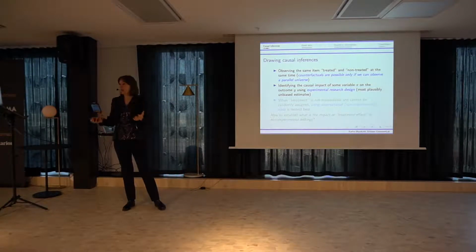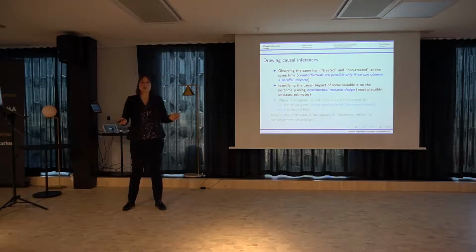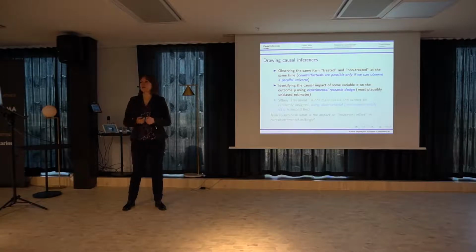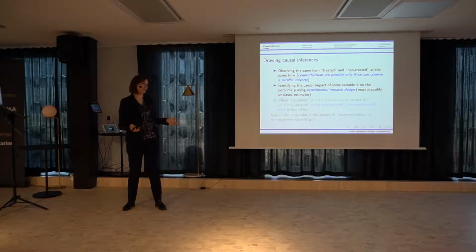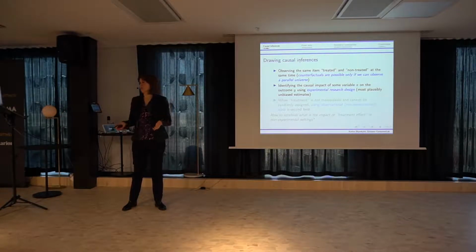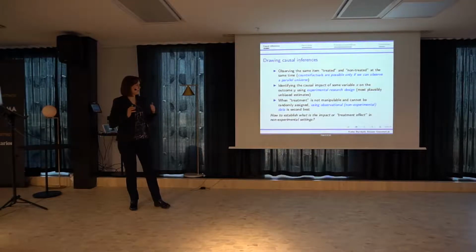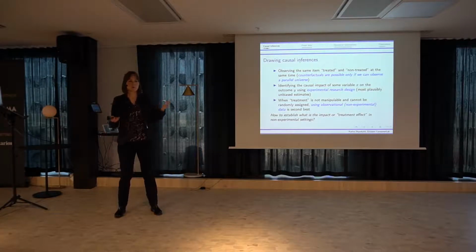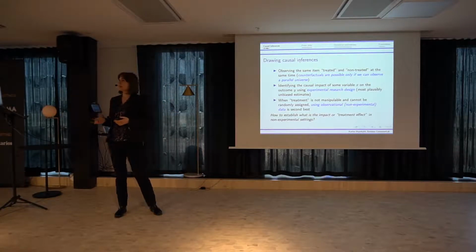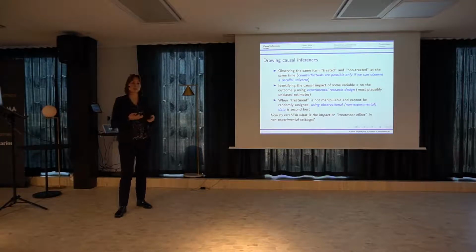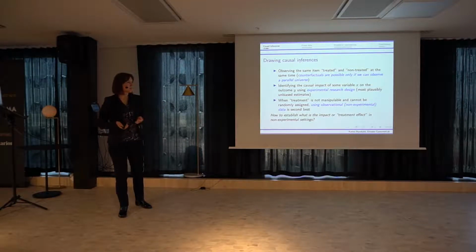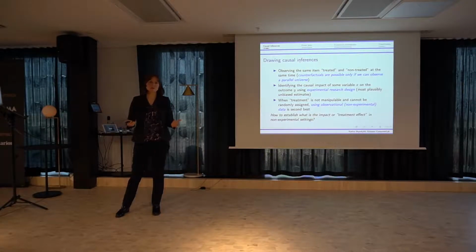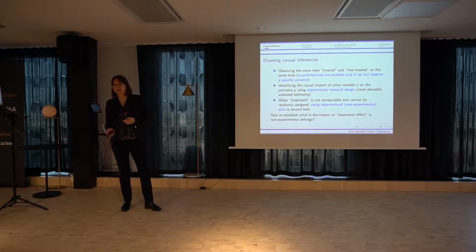Can we use any other sort of data, or can we do anything to try to have causal inferences at the end? And the answer is yes. We can use observational data to draw causal inferences. And we heard about observational data and causal inferences a little bit just a few minutes ago. In these settings, the treatment cannot be manipulated, and it is not randomly assigned.